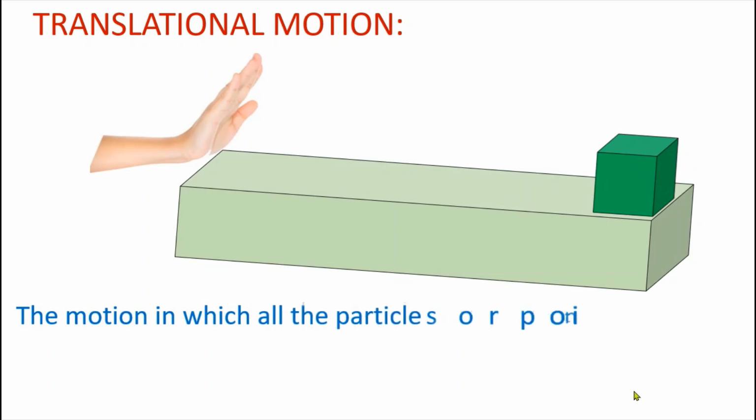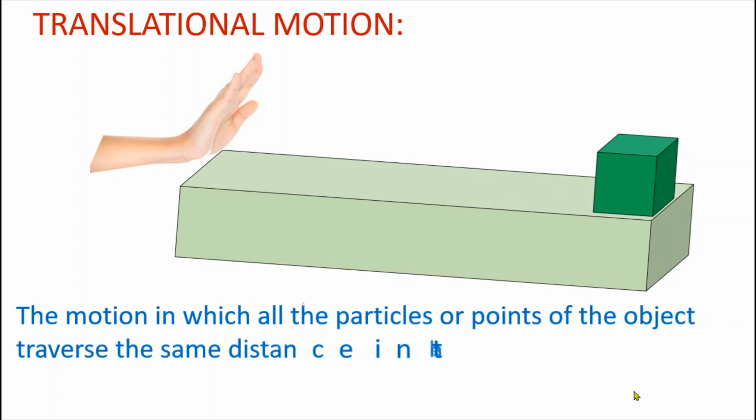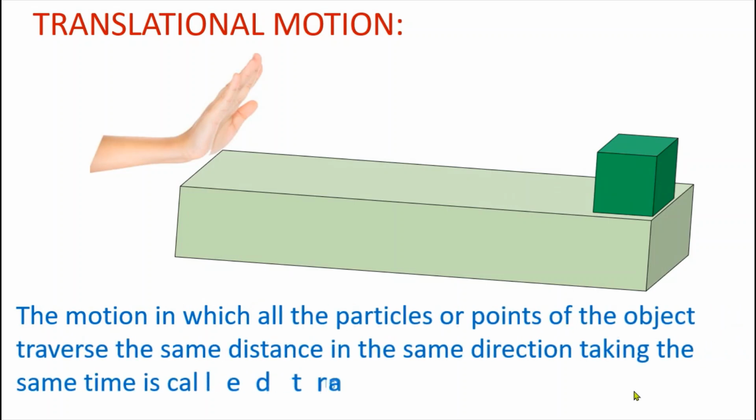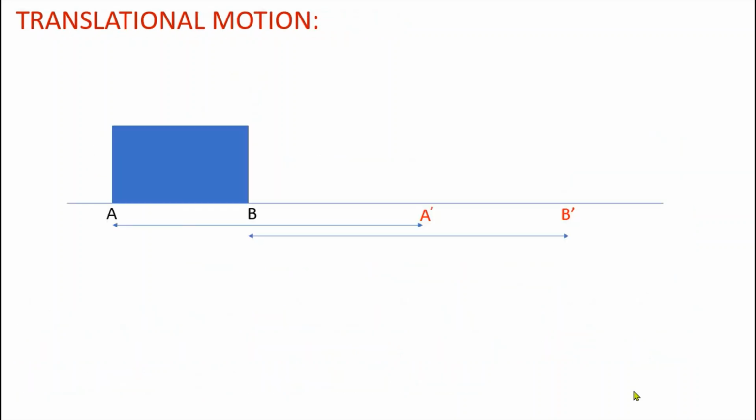The motion in which all the particles or points of the object traverse the same distance in the same direction taking the same time is called translational motion. In translational motion, suppose a body is moving in a straight line.